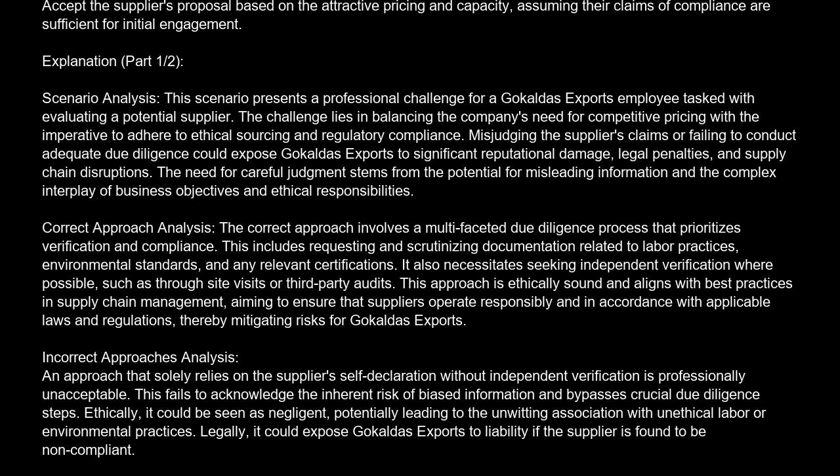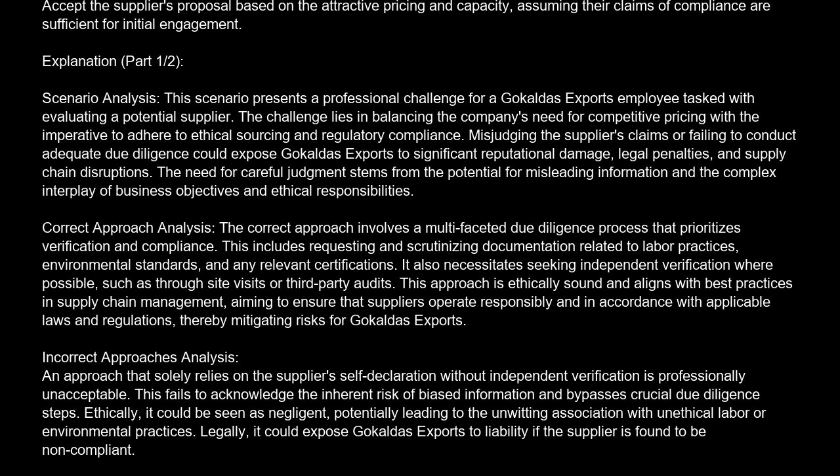The challenge lies in balancing the company's need for competitive pricing with the imperative to adhere to ethical sourcing and regulatory compliance. Misjudging the supplier's claims or failing to conduct adequate due diligence could expose Gokaldas Exports to significant reputational damage, legal penalties, and supply chain disruptions. The need for careful judgment stems from the potential for misleading information and the complex interplay of business objectives and ethical responsibilities. Correct approach analysis.